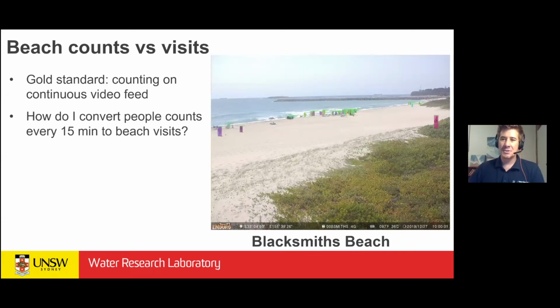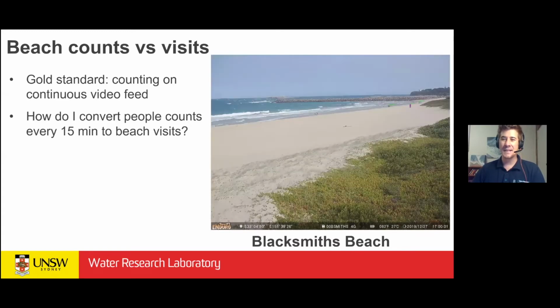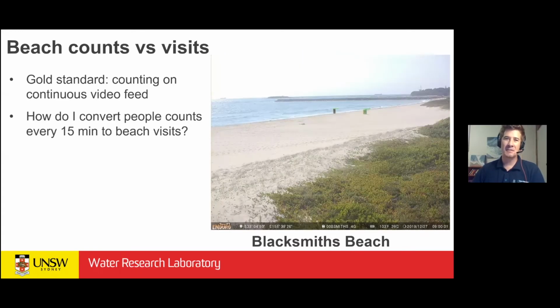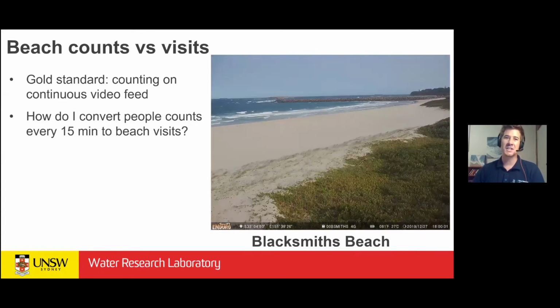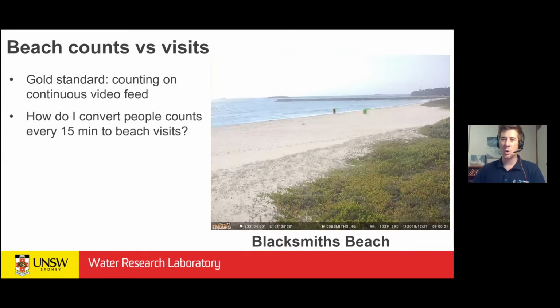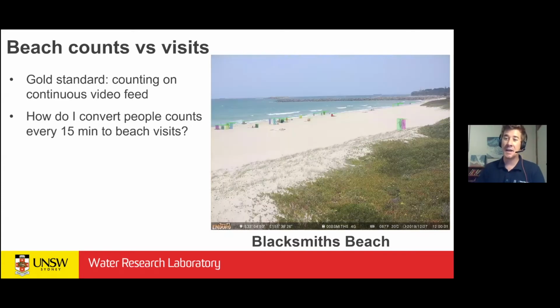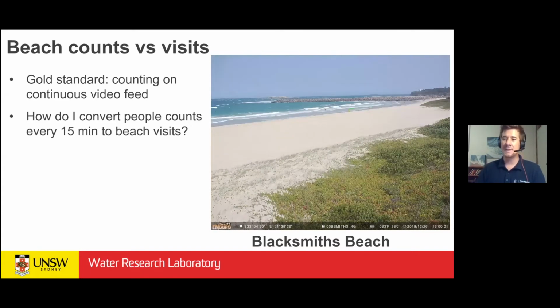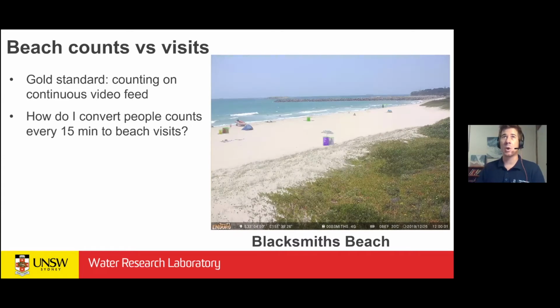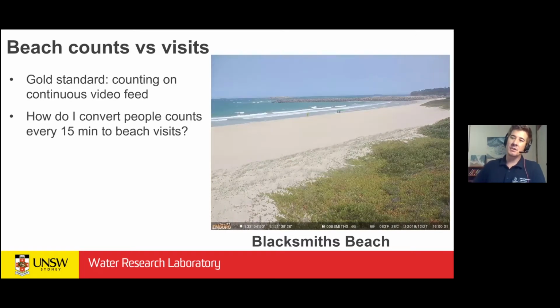One thing that was touched on earlier this morning is, how do you go from people counting in a frame, in an image, to the number of people that are visiting a location? The gold standard would be to have a video system that continuously records the beach, and perhaps a tripwire, so that as people walk past a virtual tripwire, you count them. That requires a lot of computational resources. You'd have to have a computer running 24/7 to do that. So we've got to make some concessions.